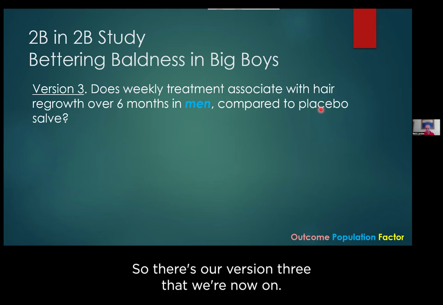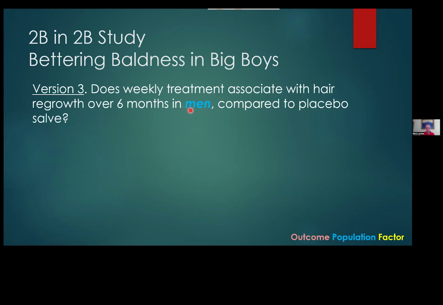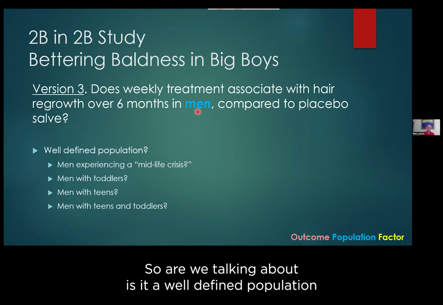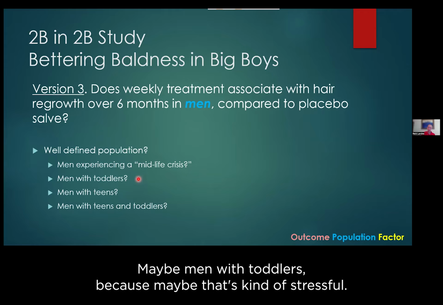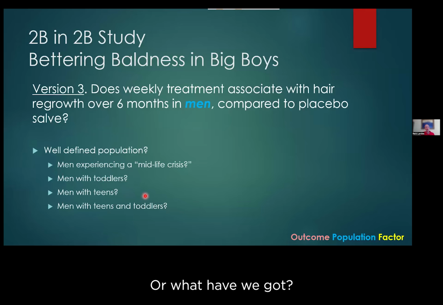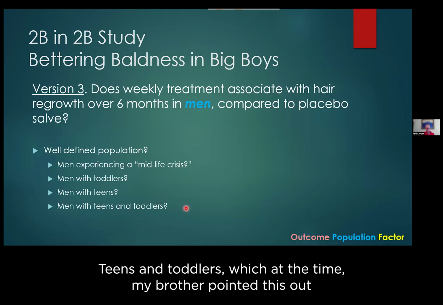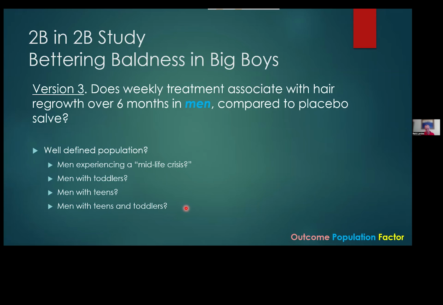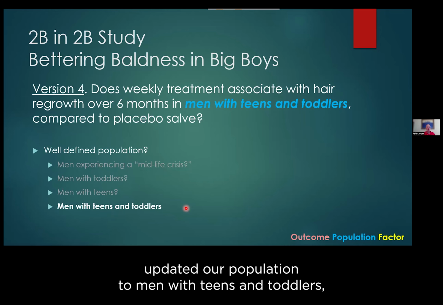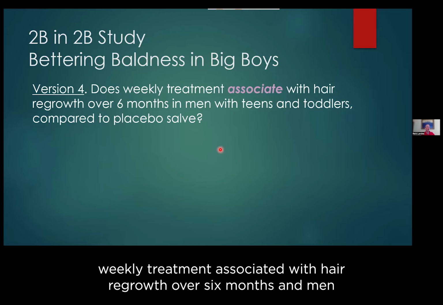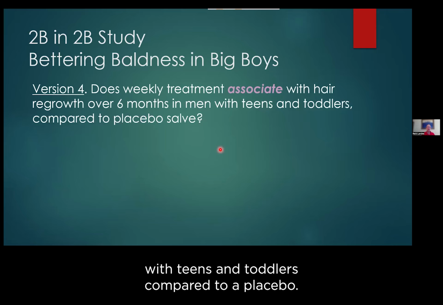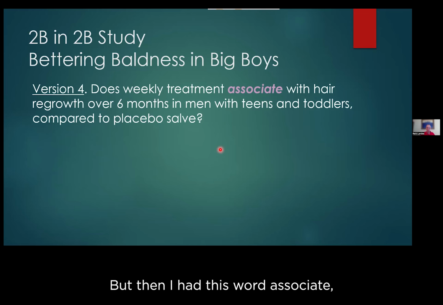So there's our version 3 that we're now on, and now we're looking at men. Well, men are in different stages of life. So is it a well-defined population? Are we talking about men experiencing a midlife crisis? Maybe men with toddlers, because maybe that's kind of stressful. Or maybe men with teens, that can be kind of stressful. Or what if they've got teens and toddlers? Which at the time my brother pointed this out to me, this is where I was at. Teens and toddlers. So there, we have updated our population to men with teens and toddlers, and it is now well defined. So, does weekly treatment associate with hair regrowth over 6 months in men with teens and toddlers compared to a placebo salve? So we've defined all that, but then I have this word associate.